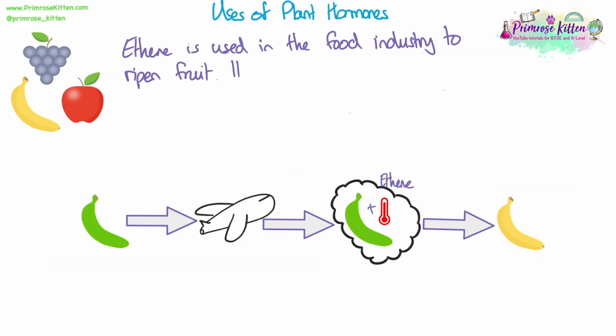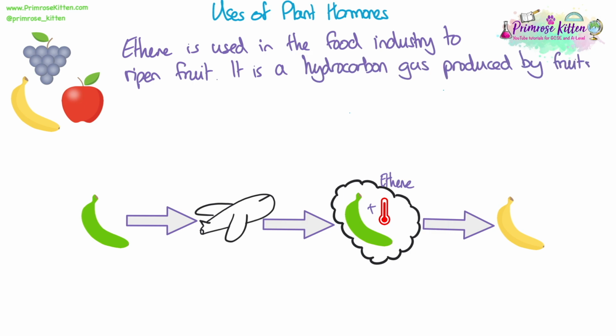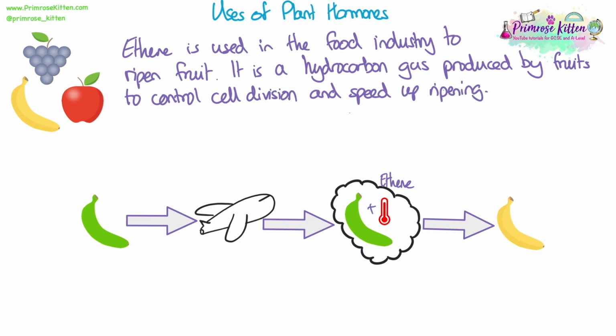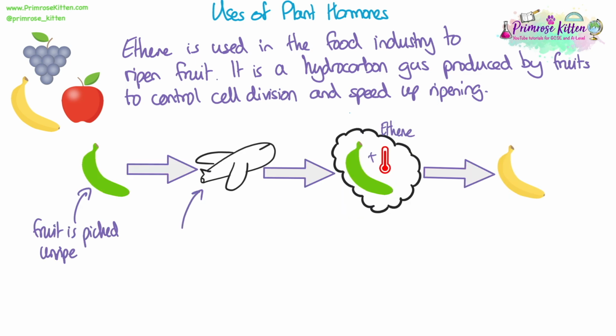Ethene is used in the food industry to help to ripen fruit. It is actually a hydrocarbon gas, and it's produced or released by fruits as they ripen. So this is why if you have a yellowy going to brown banana and you have some new fruit that you've bought that's not yet ripe, if you put the banana in the fruit bowl, it will be releasing ethene, and that will help to speed up the ripening of the fruit in your fruit bowl. And this is why it's used in the food industry.